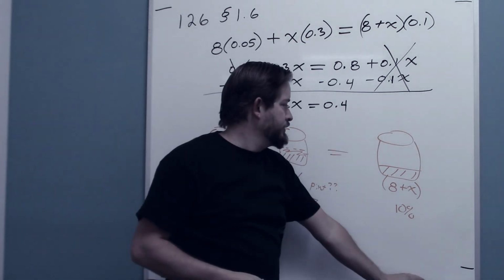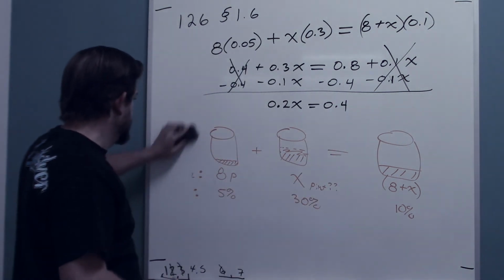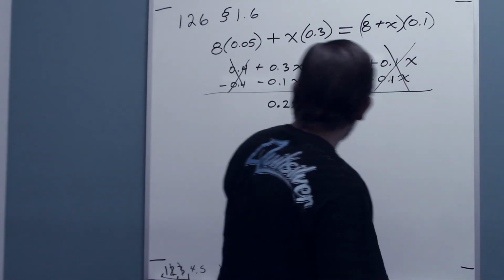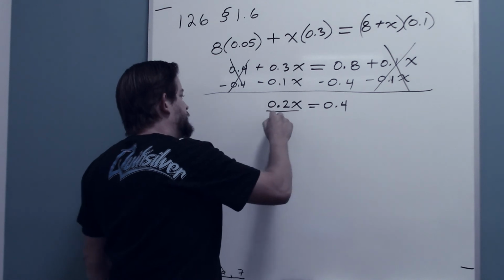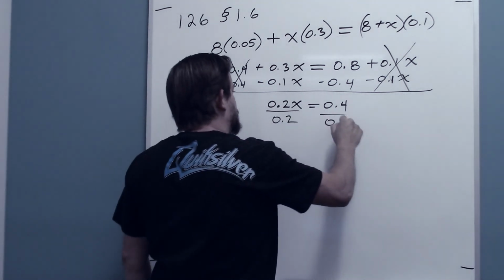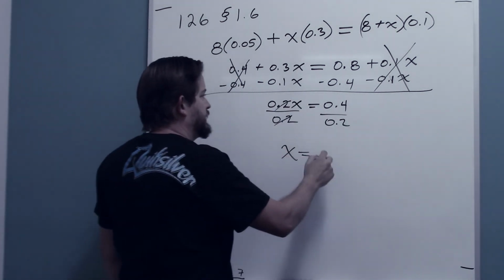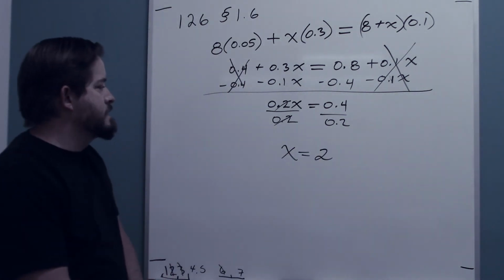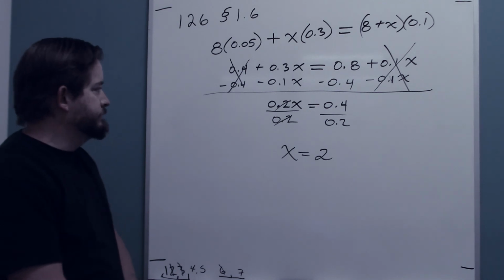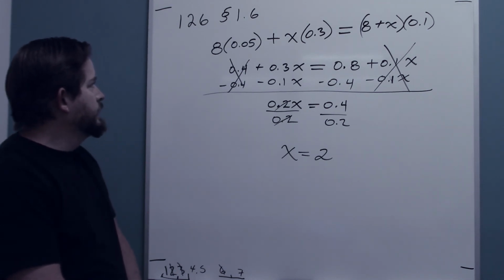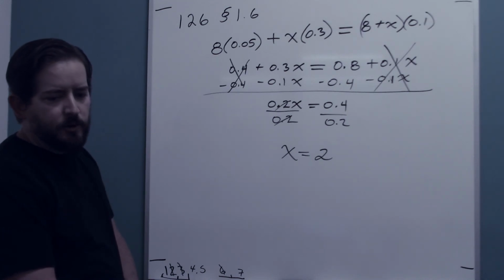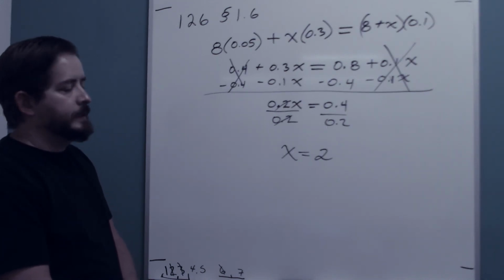Get rid of my lovely bags of salt here. Divide each side by 0.2. Yoink, yoink, x equals 2. And that's it. I need 2 pints of the 30% solution. And that's all I can get.